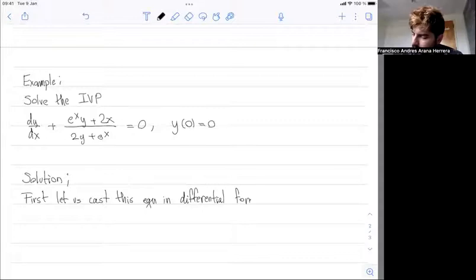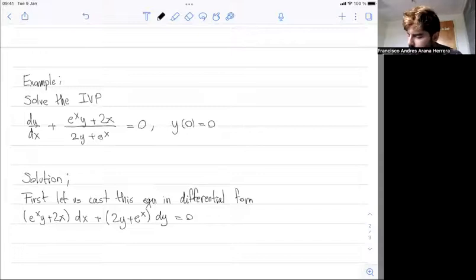So I've just been writing it as something dx plus something dy equals 0, and by playing around with the arguments here, you can see that what you get is (e^(xy) + 2x) dx + (2y + e^x) dy = 0. And let me also write the initial condition. So that's what you get when you recast the equation in differential form.